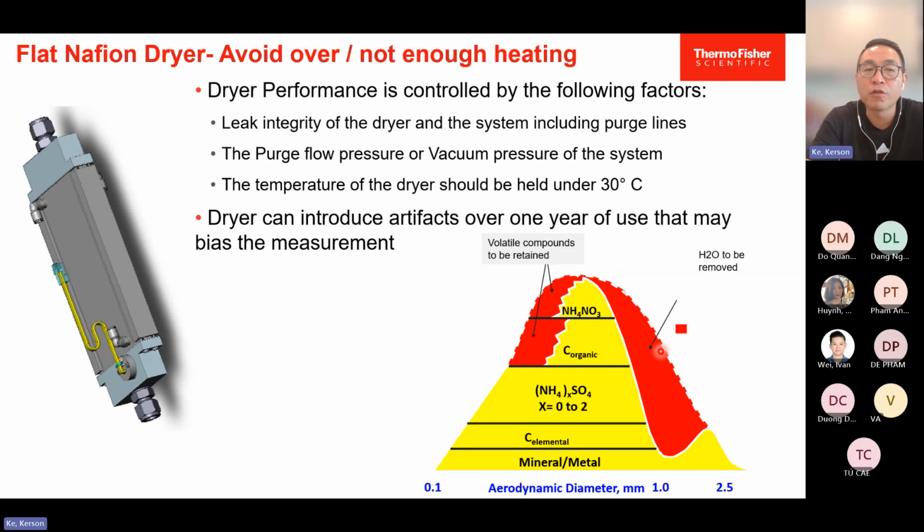So frankly speaking, for TEOM, the maintenance fee is higher than the beta technology. But for some research, they believe TEOM is better than beta technology, so they will evaluate which one they want to choose.